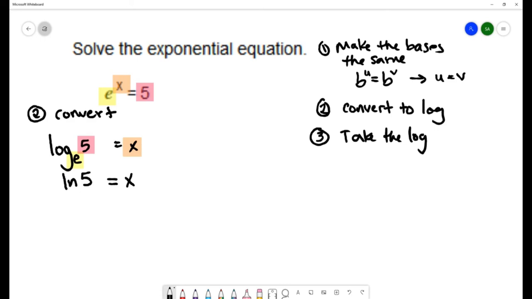Now we can also use the other method, which is to take the log of both sides. So we start off with our equation, e to the x equals 5.